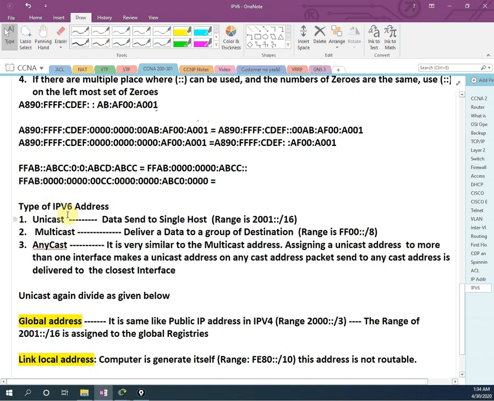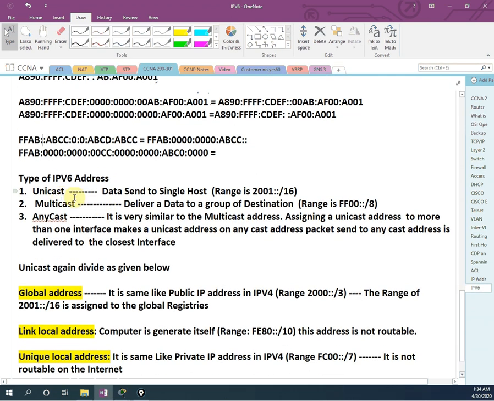Now the IP types of IPv6 we have here: unicast, multicast, anycast. Unicast, as we know, is 1-to-1, that is data sent to a single host, and the range is 2001::/16. This is the range for unicast. We have multicast. Multicast means delivering data to a group of destinations, whoever is interested, we will deliver to that group, and the range is FF00::/8.